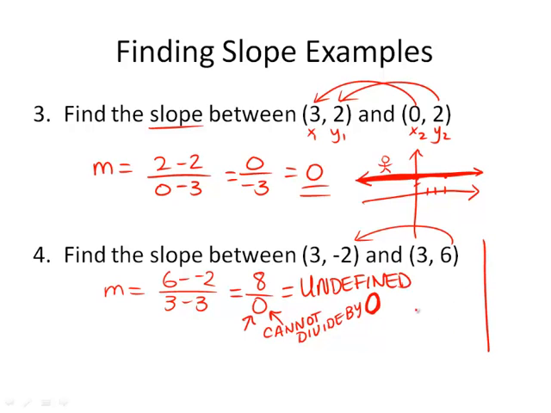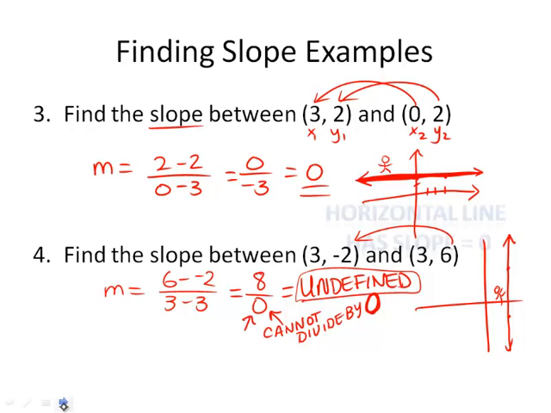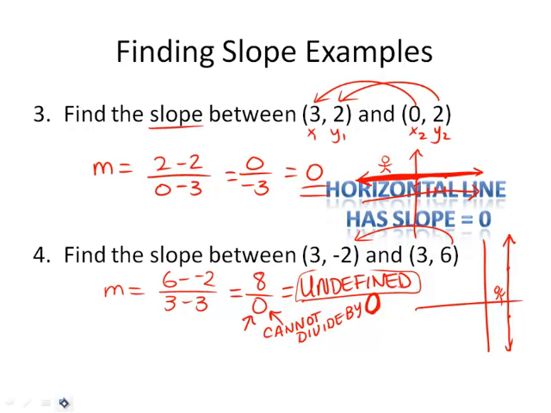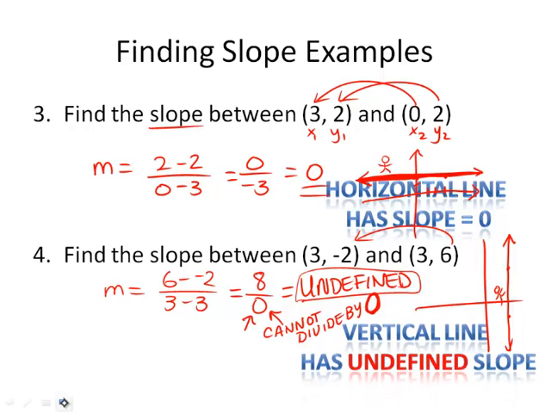And what kind of line is that anyway? Well, 3, negative 2 and 3, 6. Why, that's a vertical line. So if you were trying to walk up that line, could you walk up that line? Well, no, it's completely vertical. It's impossible for us to walk up a vertical slope. Therefore, the slope is undefined. Horizontal lines have slope 0. Vertical lines have an undefined slope.